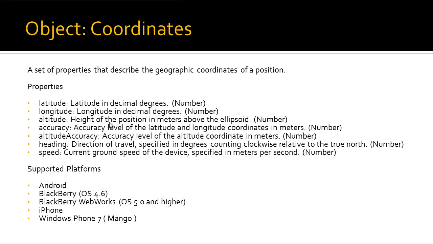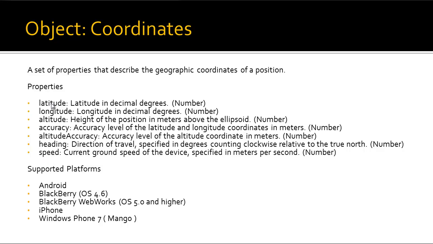This gets the height of the position in meters above the ellipsoid. Then we have the accuracy property. This gets the accuracy level of the latitude and longitude coordinates in meters. Then we have altitude accuracy, heading, and speed. Okay, so we have all those properties.